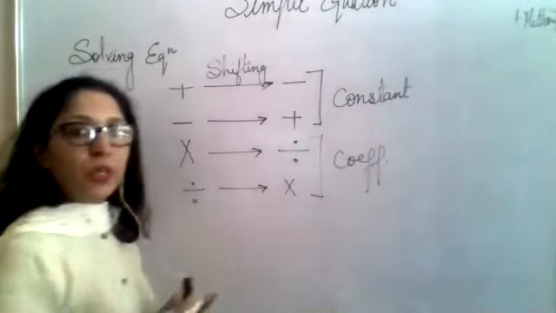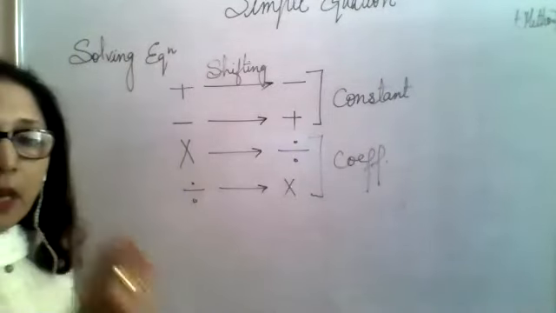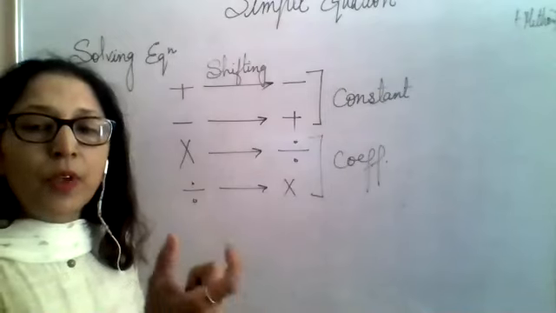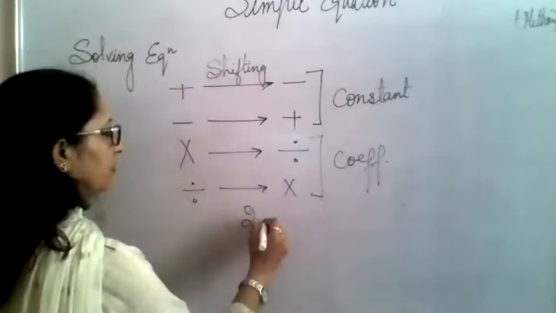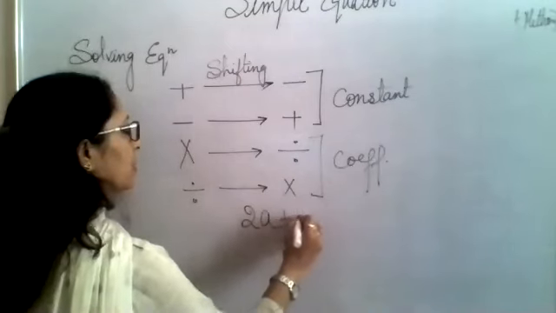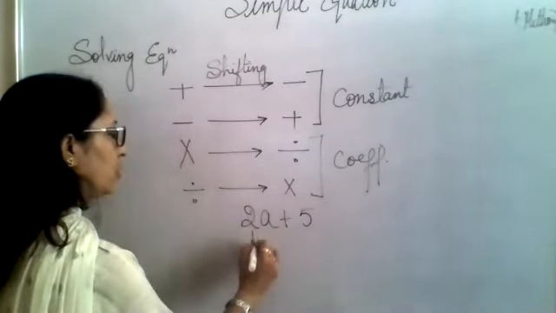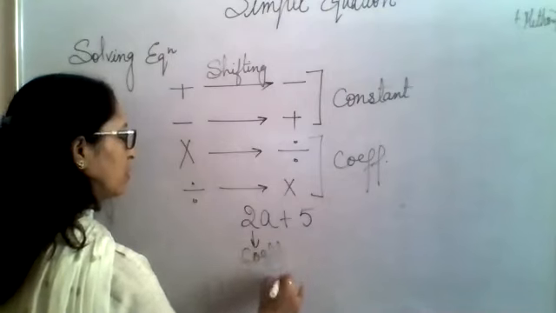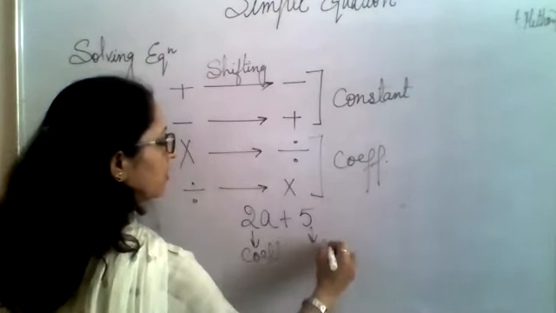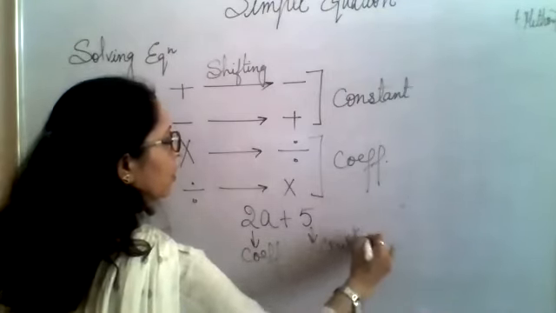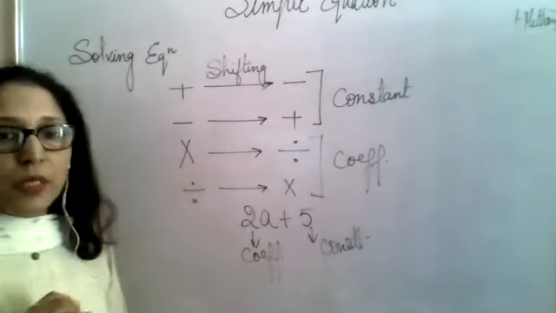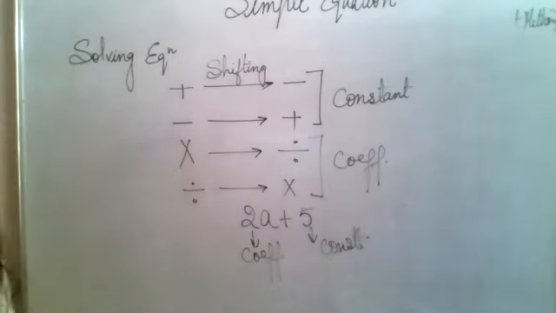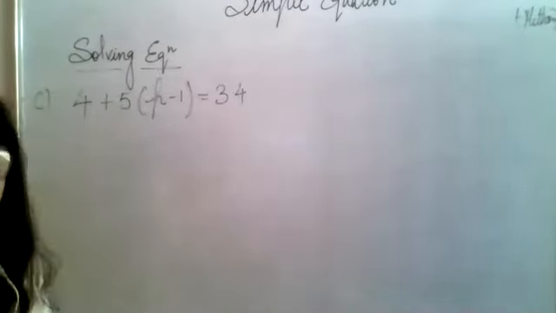And this multiply and divide happens with coefficients. You know what is coefficient? Number or anything which is written with variable. Suppose I am saying a plus 5. So this is coefficient and this is constant. I hope this is clear to everyone. Let's take examples to solve question.